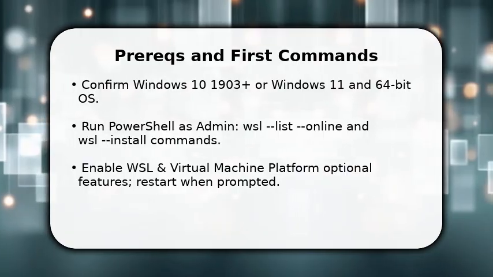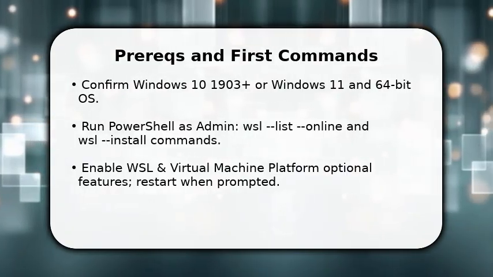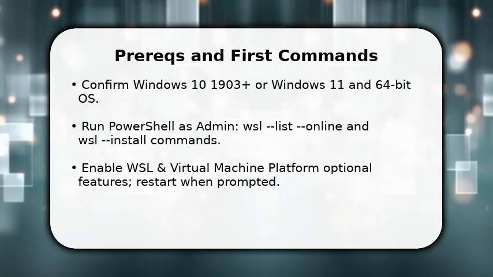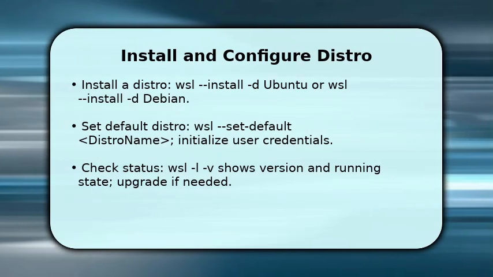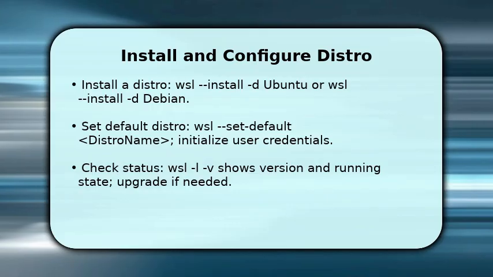Next, install and configure a distribution explicitly so WSL recognizes it. Run wsl --install Ubuntu or your chosen distro. If the command fails, use wsl --import to add a tarball manually. Once installed, set it as default with wsl --set-default <distro name> and launch it to create your Linux user.